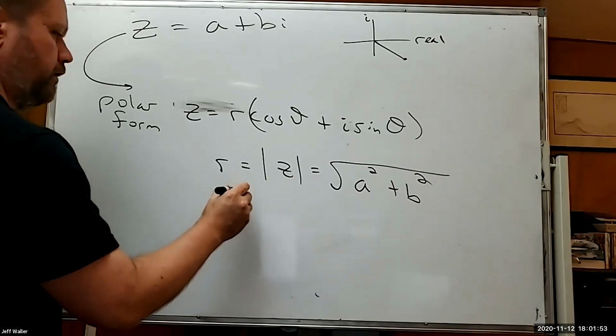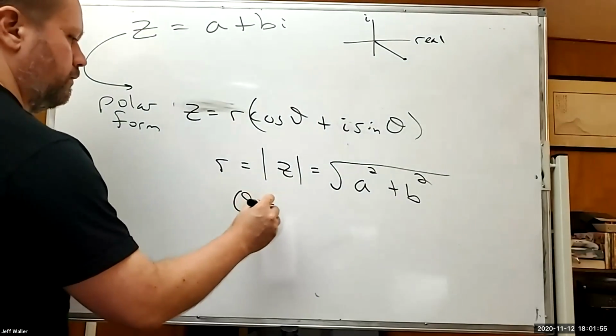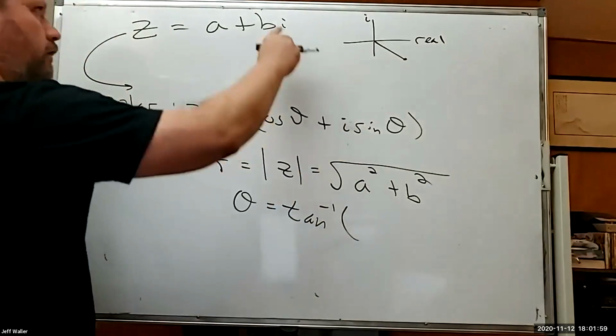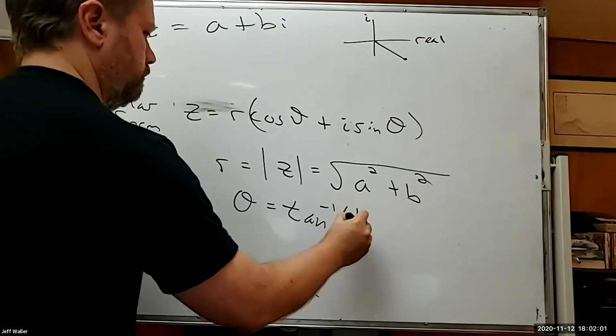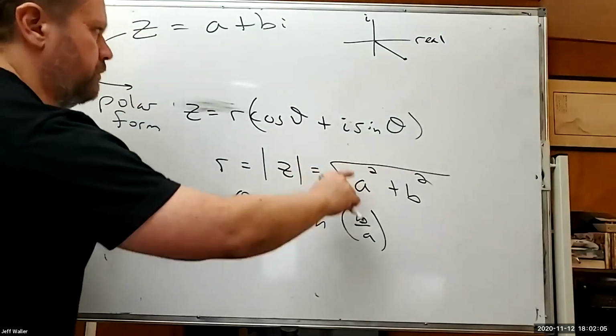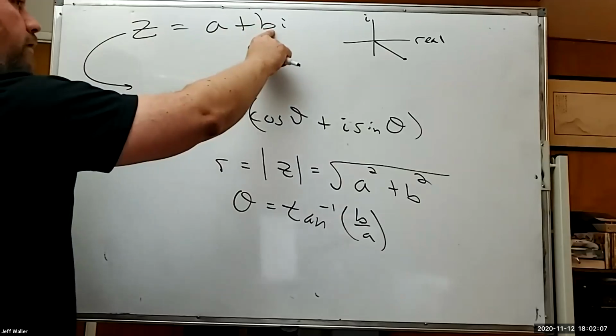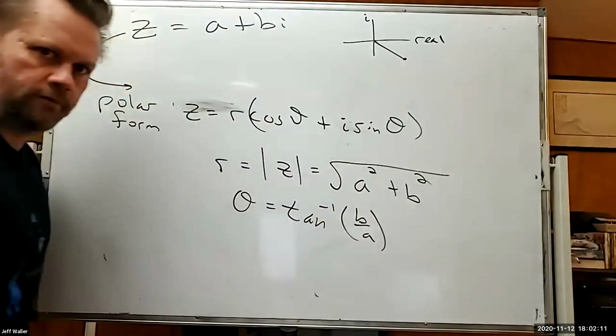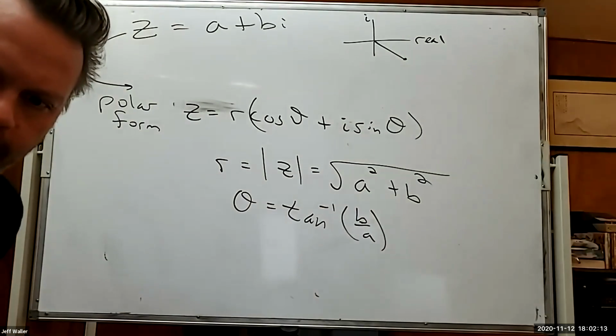And what would theta be? Theta will be the inverse tangent of B over A. You can have all this written in terms of X and Y, so Y over X. The variables don't really matter.